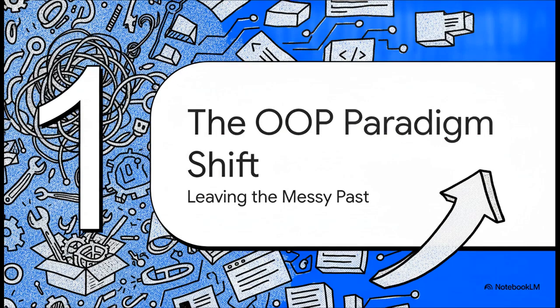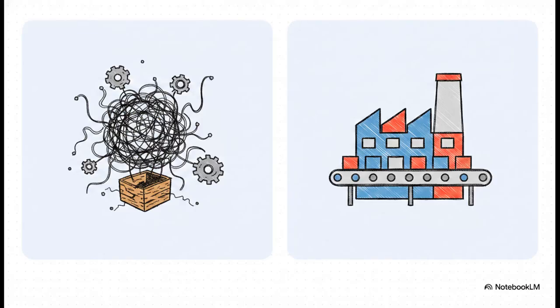All right, moving right along to Section 1, the OOP paradigm shift, or as I like to call it, leaving the messy workshop behind. So, to build a truly professional architecture, we really have to move past that messy workshop phase. I want you to think of procedural scripting just like that cluttered workshop. You've got spaghetti logic tying everything together, global variables just scattered everywhere, and it makes the whole code base incredibly fragile the second you try to add any new features.